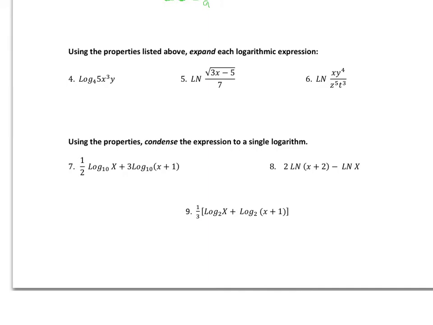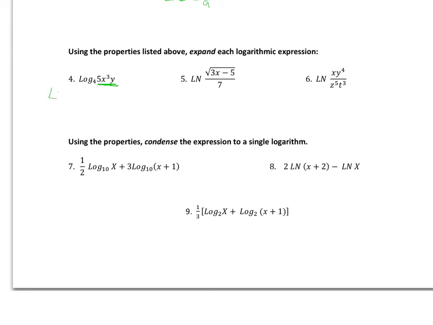Okay, the number 1 thing you ask yourself when you do 4, 5, and 6, when you expand, you ask yourself, all right, are we multiplying the arguments, or are we dividing in the arguments? For number 4, it's clear. All of this right here, you're multiplying. 5 times x cubed times y. So that means I'm going to add all of these arguments.